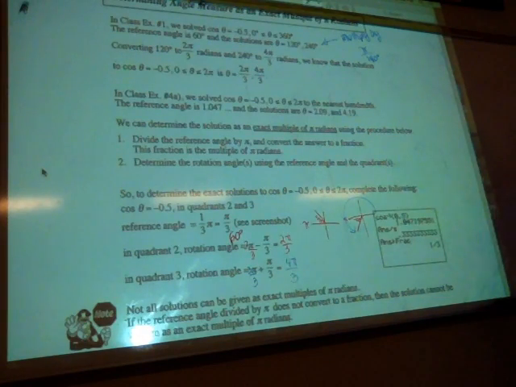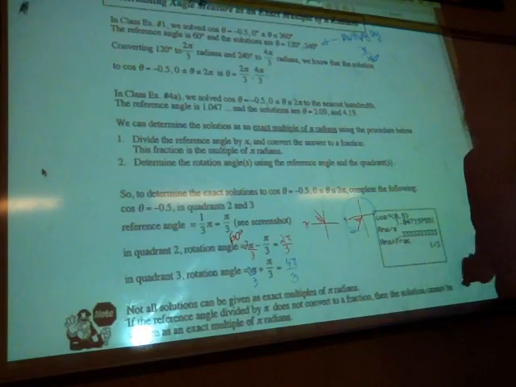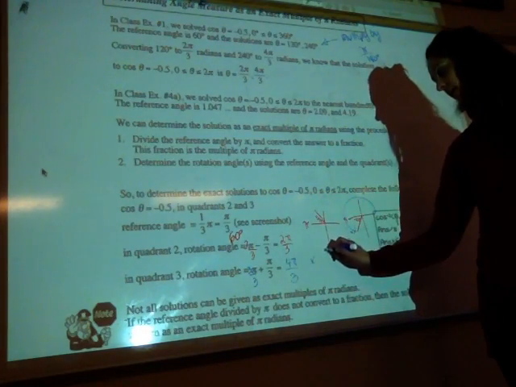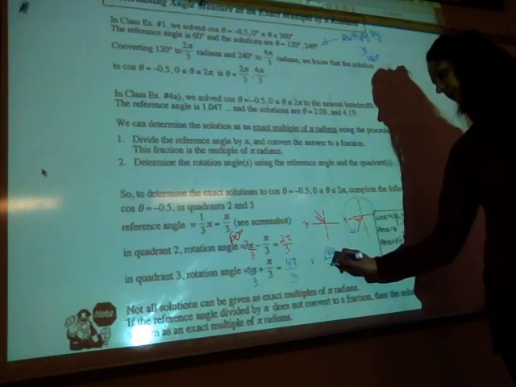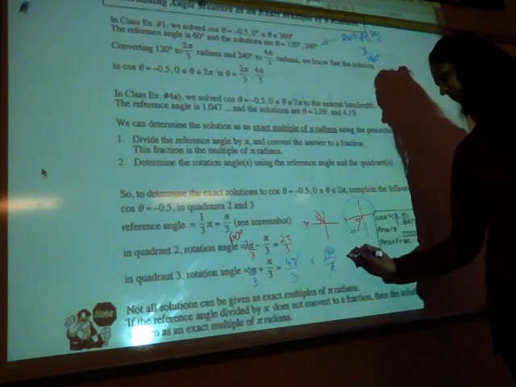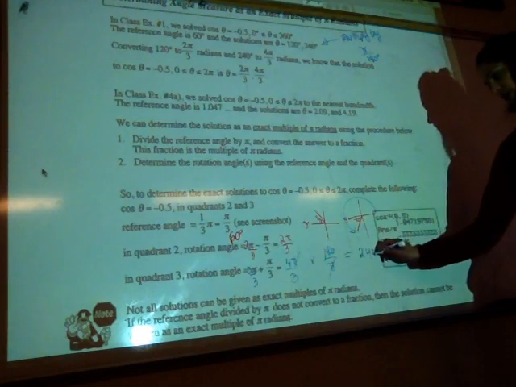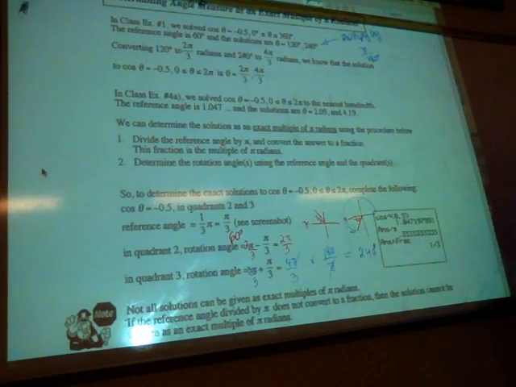And say you solved it in radians and you wanted to go back to degrees, what would we have to multiply by to get back? You got it. So you just multiply by 180 over pi. Pi's would cancel out. And we get 240 degrees. Okay, so that's if you had to go back to degrees.